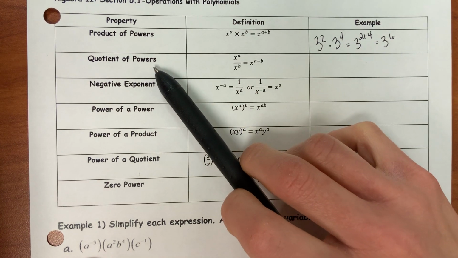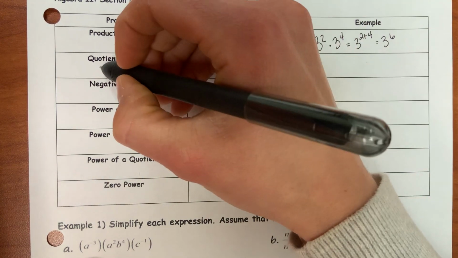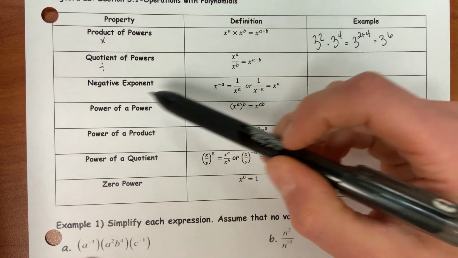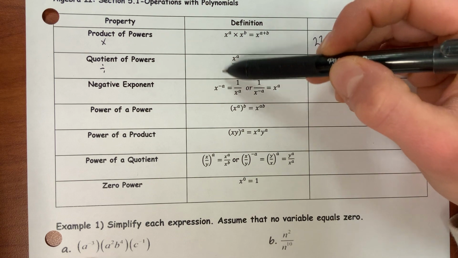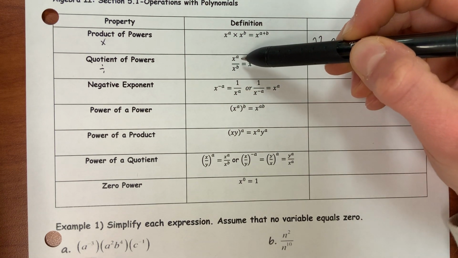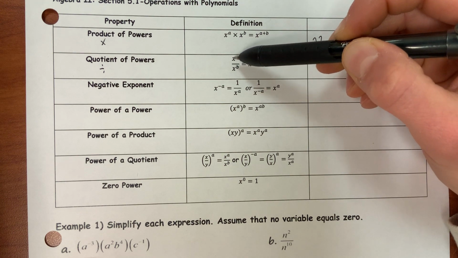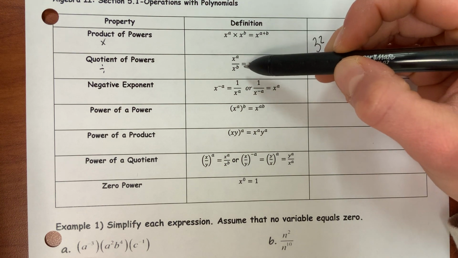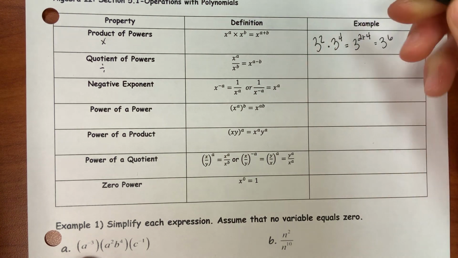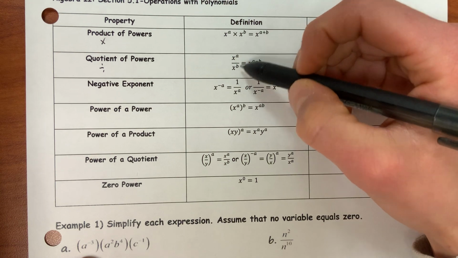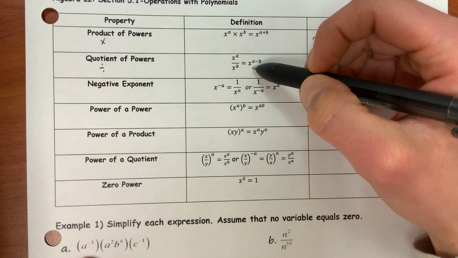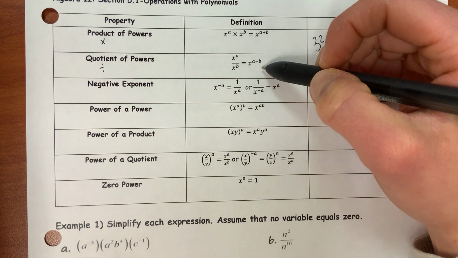The next one, quotient of powers. Quotient, we're talking about division here. Product up above was multiplication. Quotient of powers is when this rule applies when we have two numbers of the same base and we're dividing them. When we divide two numbers with the same base with exponents, what you're actually doing is just subtracting the exponents. So in this definition, x to the power of a divided by x to the power of b equals x to the power of a minus b.